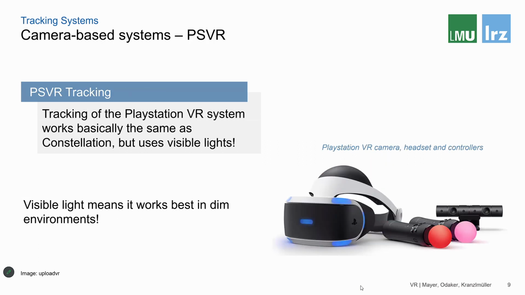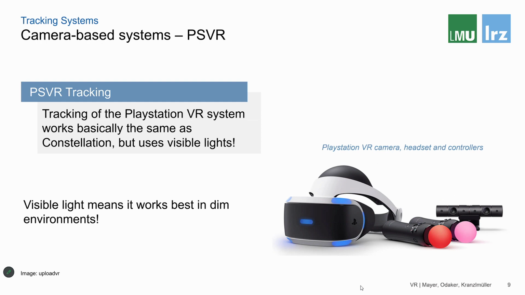Another camera-based system is the original PlayStation VR. It uses camera tracking for the headset as well as the controllers. It uses visible light, however. The headset had blue lights on it, and the controllers had one pink and one red single light ball on top. And you had this camera system, basically two webcams, that you placed above the TV.